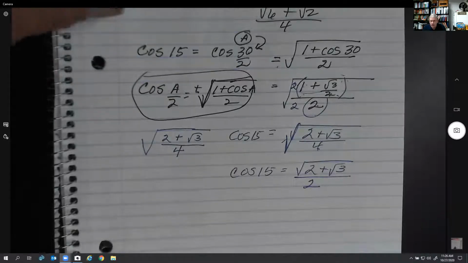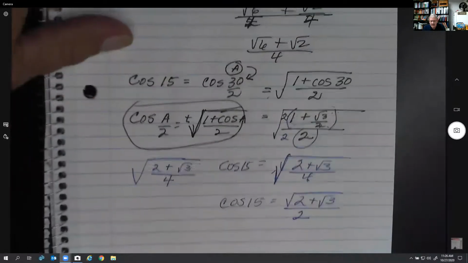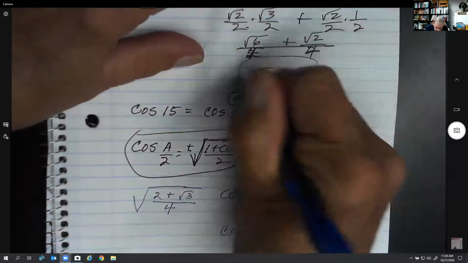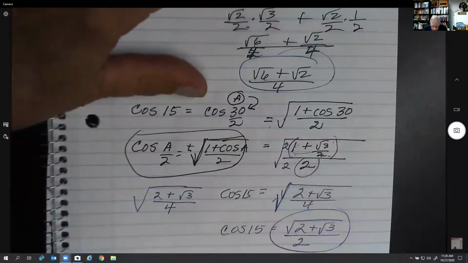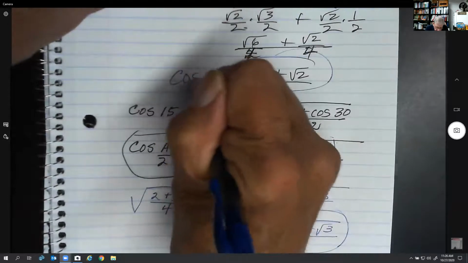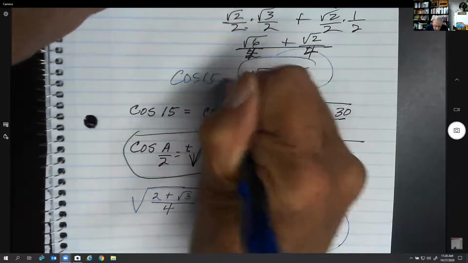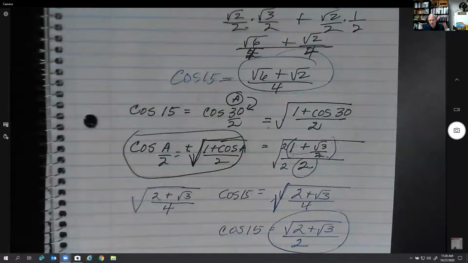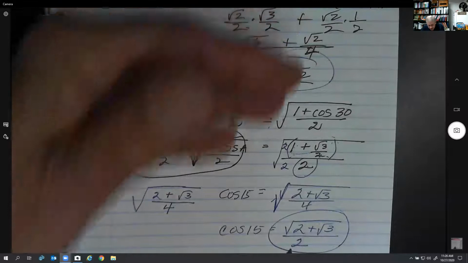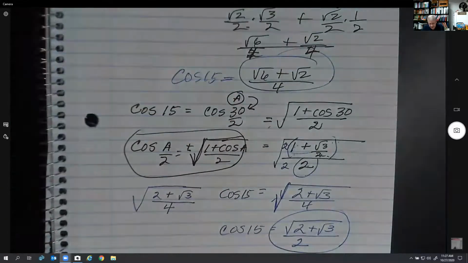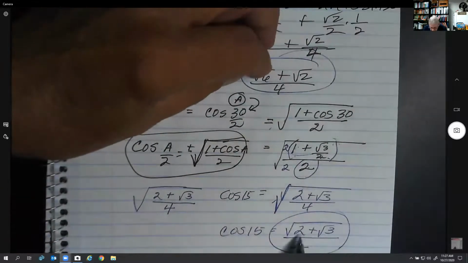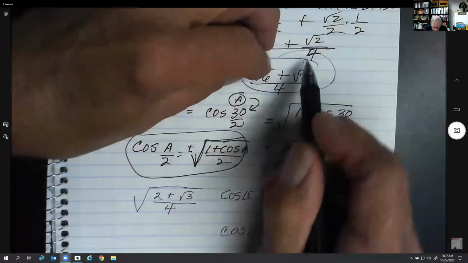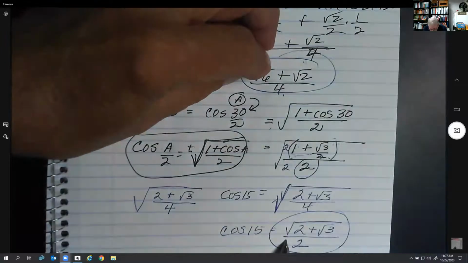Okay. Well, does that look anything like this? Do these look the same? This is the cosine of 15. So are we wrong? Well, these really look totally different, don't they? And it doesn't look like it's very easy to transform this form into here, huh?